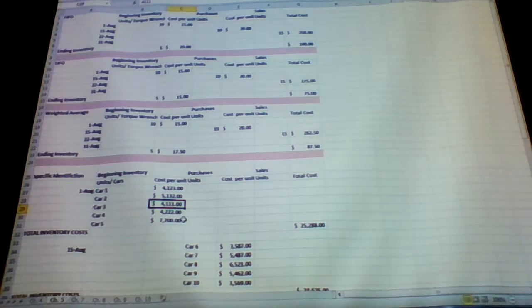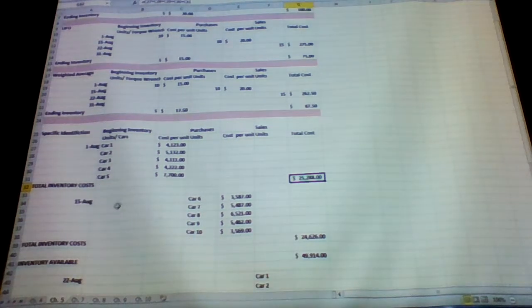Car 3 cost $4,111. Car 4 cost $4,222. Car 5 cost us $7,700. So our total inventory cost available for sale right now is $25,880.